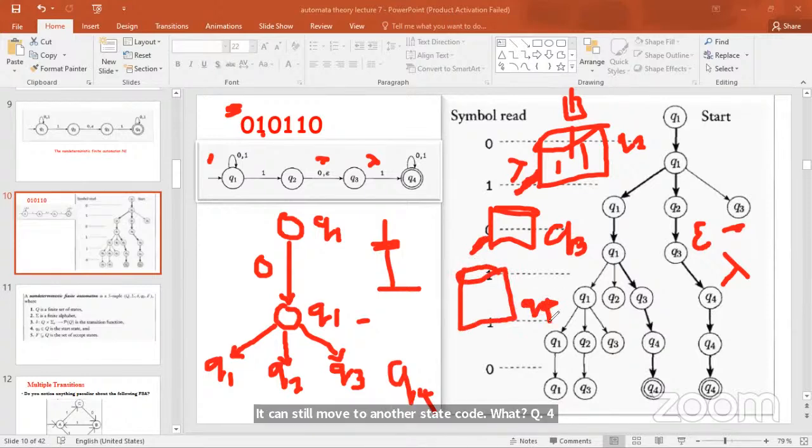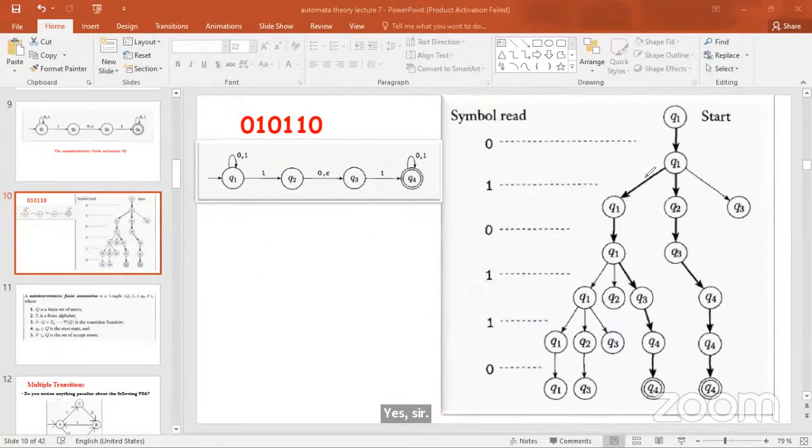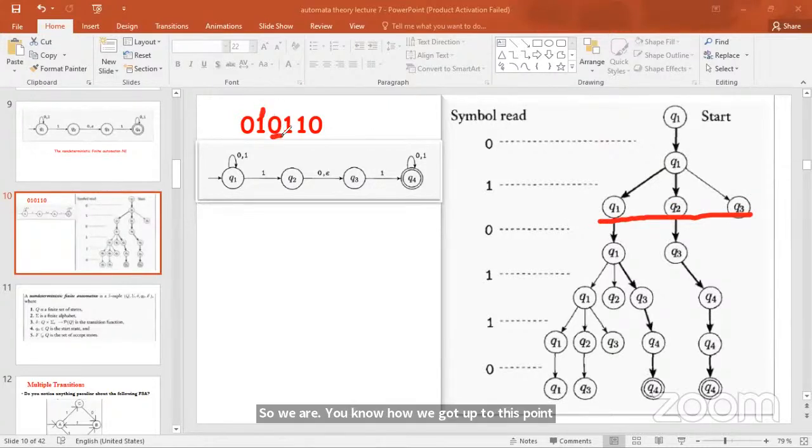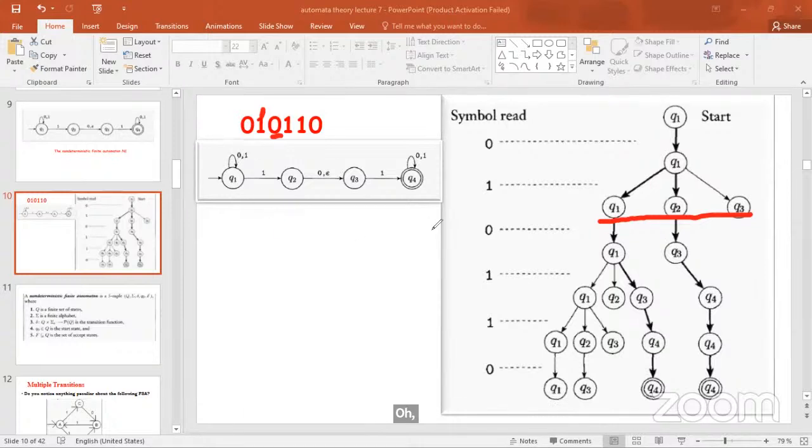Do you understand now? Yes, sir. Okay. So here you are now at Q1. So you know how we got up to this point. You are done with this one, so the next thing you are reading is 0. When you read a 0 at Q1, where do you go to? You go to Q1.